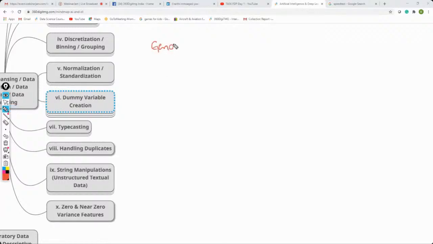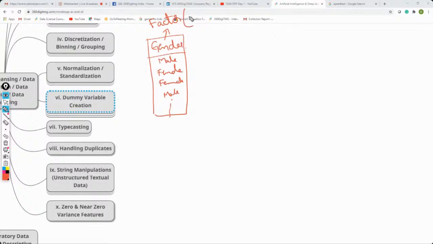If you have a column called gender, wherein you have male, female, female, male, all these details. You have a variable which is called a factor with two levels. Any variable which takes a limited set of values is called a factor. And this factor has two levels. What are those? Male and female. So it has two levels.